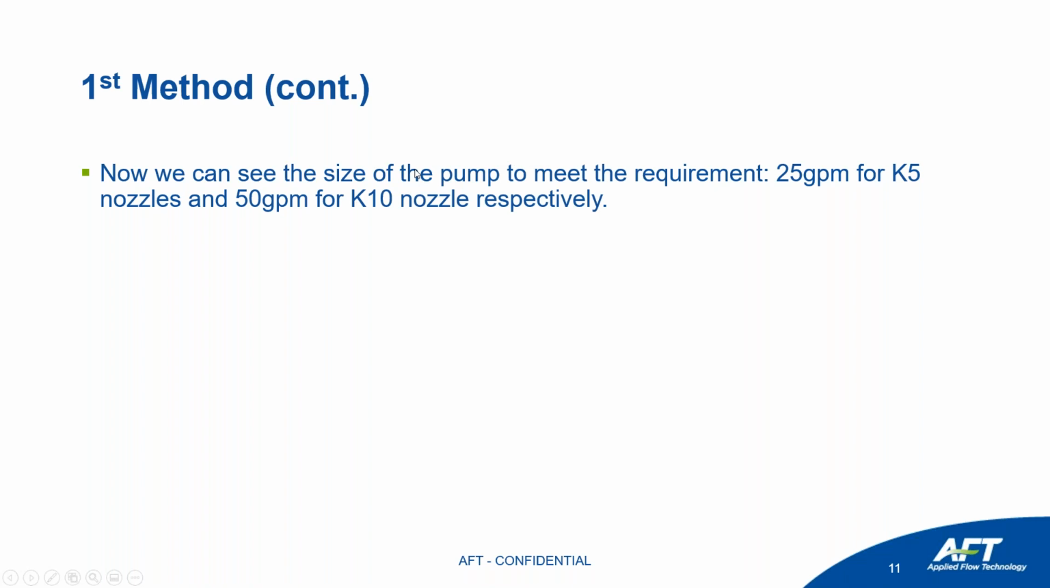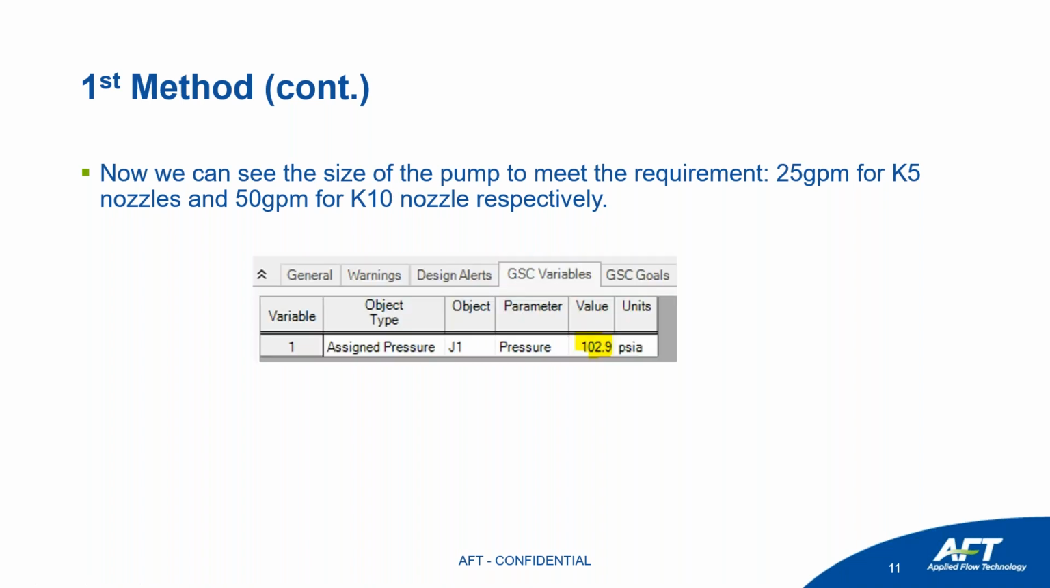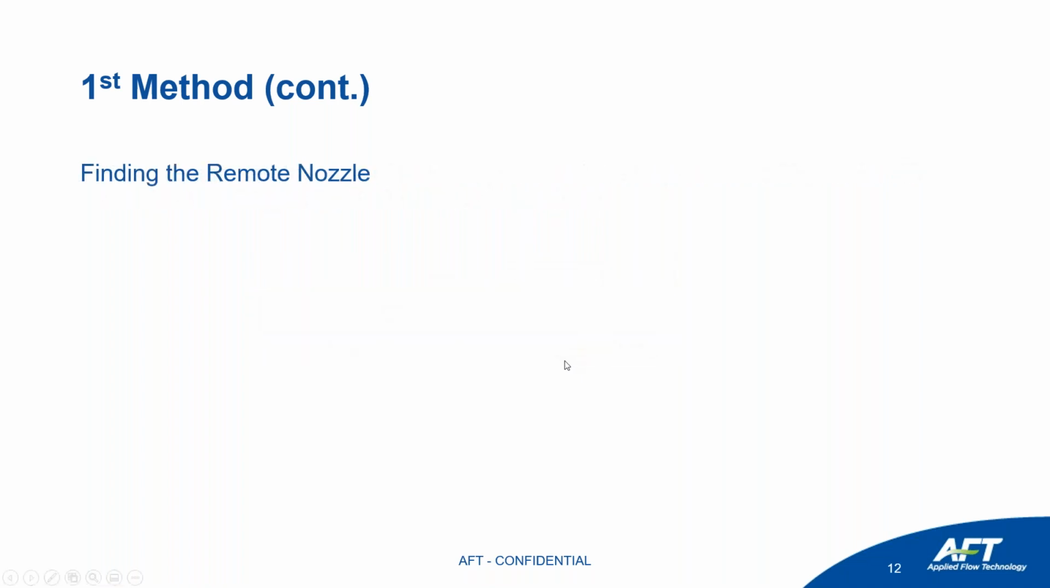Now, we can see the size of the pump to meet the requirements of 25 gallons per minute for K5 nozzles and 50 gallons per minute for K10. As I mentioned before, we require a pump of 102.9 PSI to meet the requirements of the system. So now the next step is to find the remote nozzle.